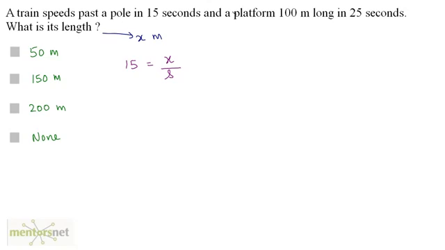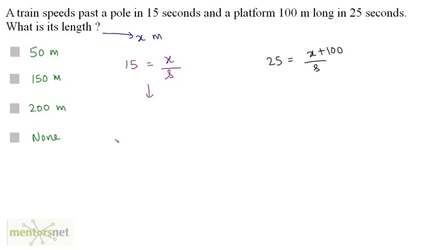This train also speeds past a platform which is 100 meters long in 25 seconds. So we have 25, the time, is equal to distance upon speed. The speed is the same, which is s. What is the distance? Well, the distance is the length of the train as well as the length of the platform, which is x plus 100. So we have two equations.